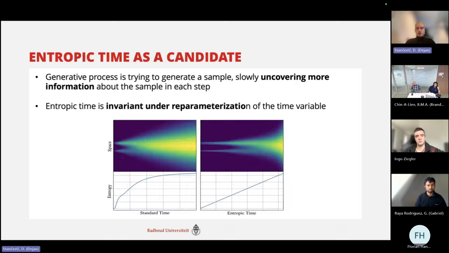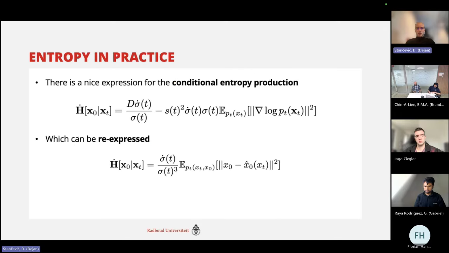So it turns out we have our candidate: conditional entropy. But the question is, how do we calculate it in practice? How easy is it to obtain? It turns out there is a really nice expression for conditional entropy production, and then we can just integrate it afterwards and get our conditional entropy. So conditional entropy production is given by this expression here, but it can be further simplified into a nice form, given by this formula here.